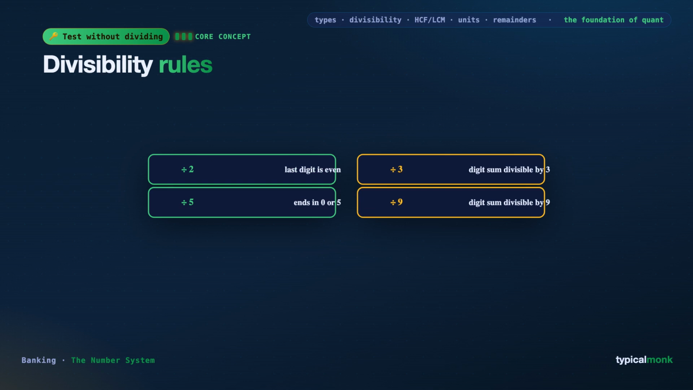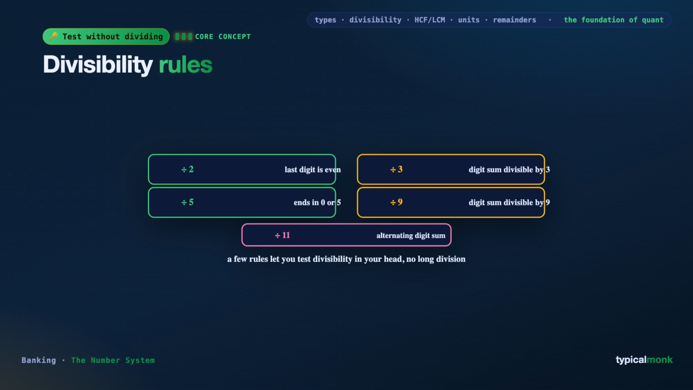So 456 is divisible by 3. You just tested a 3-digit number in your head in 1 second. And a slightly fancier one worth knowing: a number is divisible by 11 if the alternating sum of its digits comes out to 0 or a multiple of 11. Take the digits, add the first, subtract the next, add the next, and so on. There are rules for other numbers too, but 2, 3, 5, 9, and 11 are the ones that appear again and again.